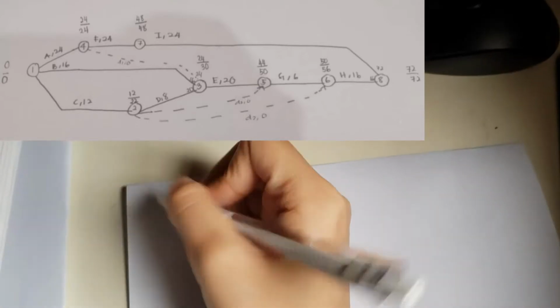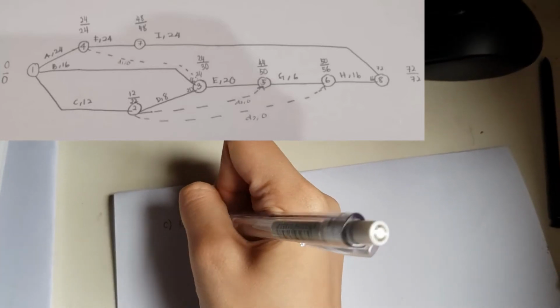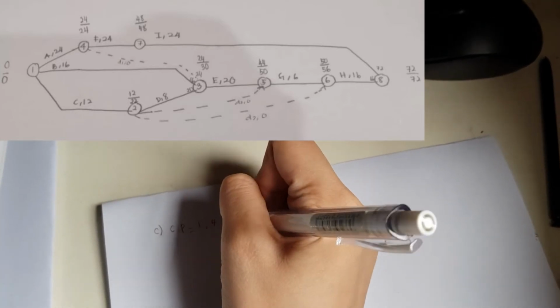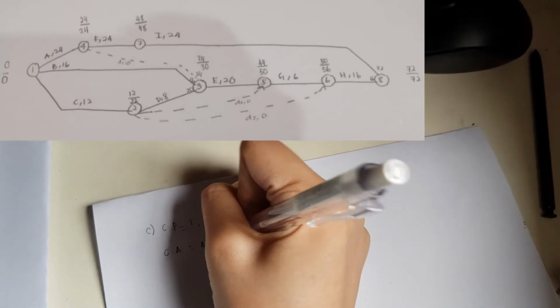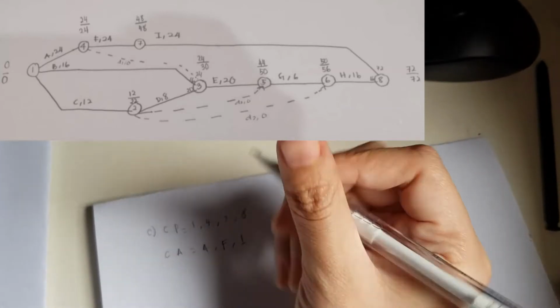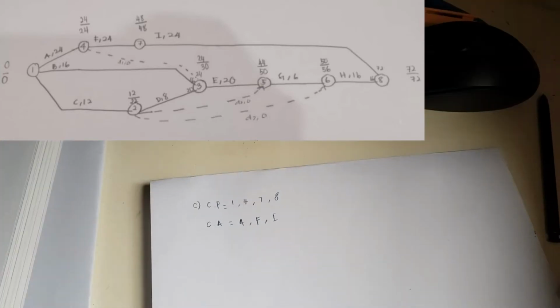So next question, we have to find out the critical path and the critical activities. So based on the network project, question C, the critical path is 1, 4, 7, and 8. Then the critical activities are A, F, and I. So these activities should be completed according to the schedule.